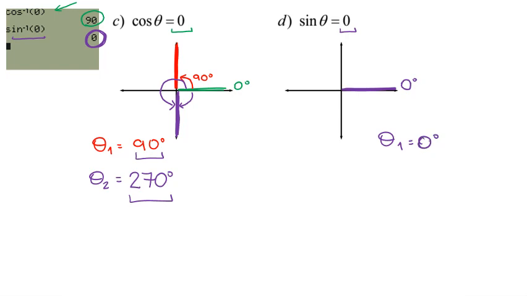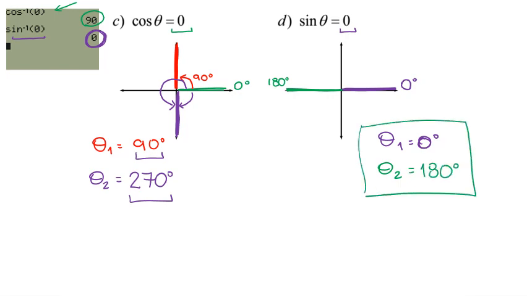And then if I go and draw a reference angle of 0 degrees on the other side, again, we're not going up or down. We're landing right on 180 degrees. So that means that angle number 2 is equal to 180. So our two solutions are 0 and 180.